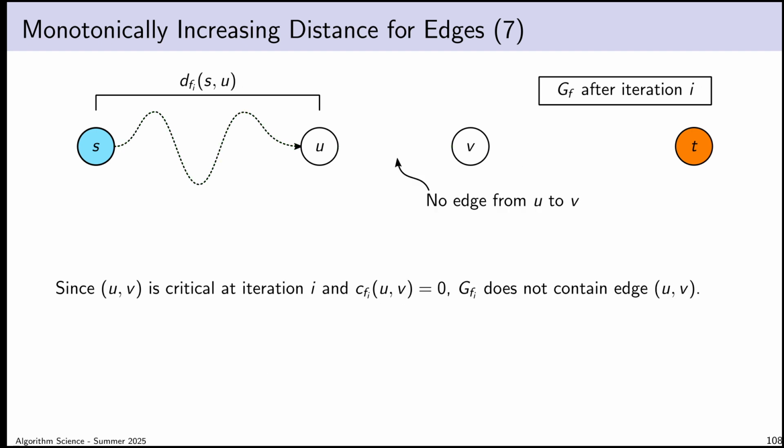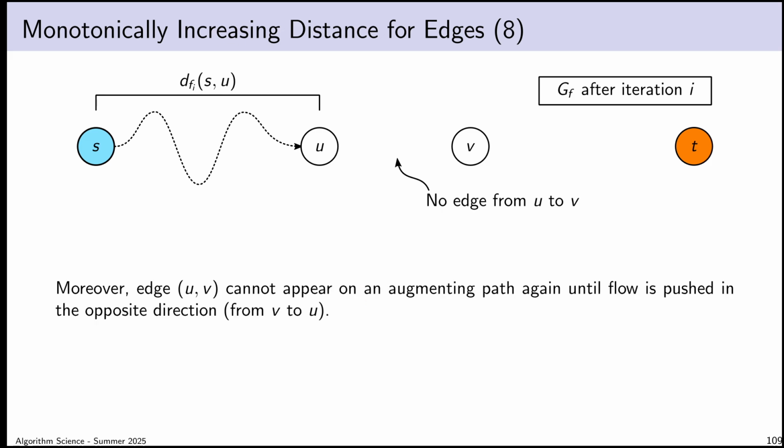Now, since uv was a critical edge at iteration i, then it's reasonable that after the end of iteration i, there is no edge from u to v in the residual network, because all of the capacity has been used up and the residual capacity is now 0. So there is no edge from u to v in G_fi, which is the result of the augmentation at step i. And moreover, the edge uv isn't going to appear on an augmenting path again until this edge starts existing again, obviously. Which means the only way this edge is going to come back into existence is if some capacity from u to v gets freed up.